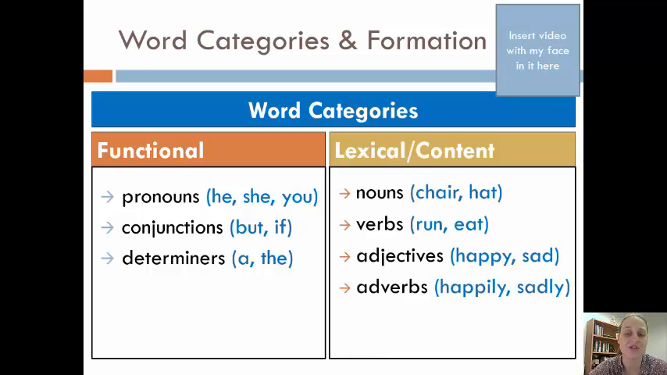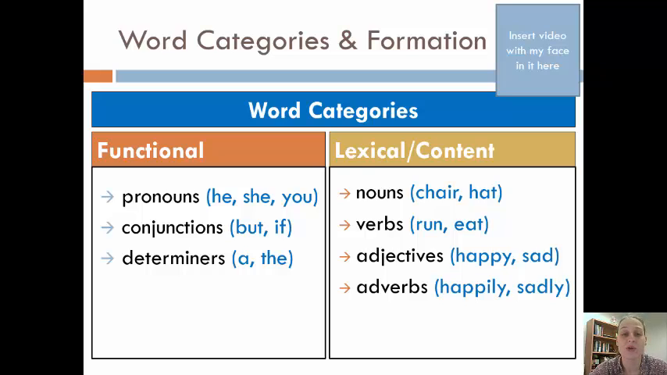This is really different to lexical words. Lexical words really contain the meaning of the sentence, right? These are most probably the words that you can picture in your mind. Notice that it's really difficult to picture pronouns, conjunctions, and determiners in your mind. But it's relatively easy to imagine a chair, or running, or happiness, or sadness. And so those types of words represent lexical words.